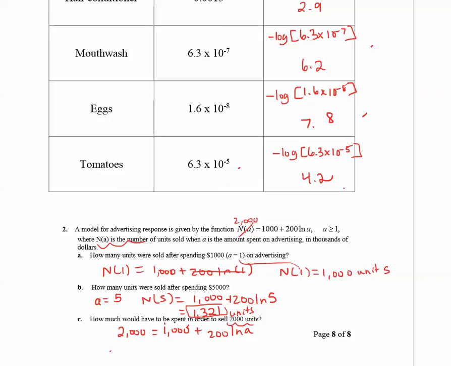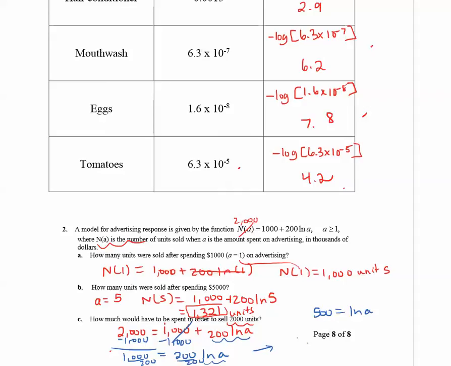And I'm going to solve for A. So this equation requires us to get that natural log of A term by itself. So subtract 1,000 away first. So 2,000 minus 1,000 is 1,000 equals 200 ln of A. Now we want to get natural log of A by itself, and it's being multiplied by the 200. So you can divide both sides of the equation by 200. And so then we have 500 equals ln of A.